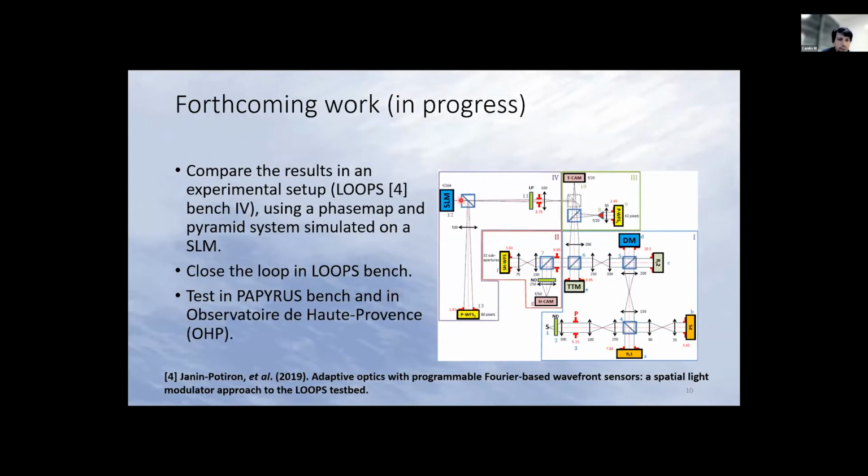And for the forthcoming work now in progress, we will compare these results in the optical bench loops here in LAM, using a phase map and pyramidal system simulated in the SLM. And after that, we will close the loop and take a look at the Strehl ratio. And after that, the idea is to test in the PAPYRUS bench and finally in the observatory at OHP.